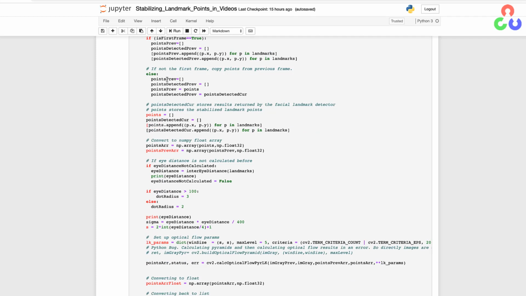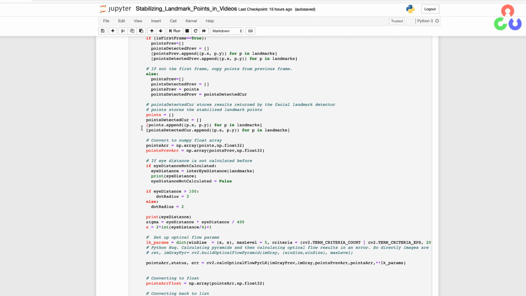So if you look at it, we are working with two variables. One is points previous and the other one is points current. And this is the points previous, which is after optical flow. This is points detected previous. This is the result of landmark detection in the previous frame. Points is the points that we are going to finally output. This will be the current points after correcting for optical flow, etc. And points detected current is basically the output of the landmark detector on the current frame. So that is what we do.